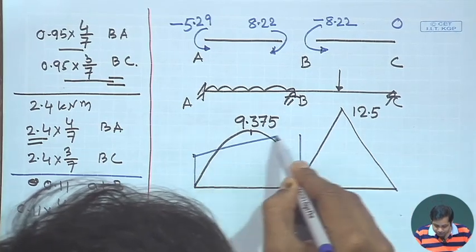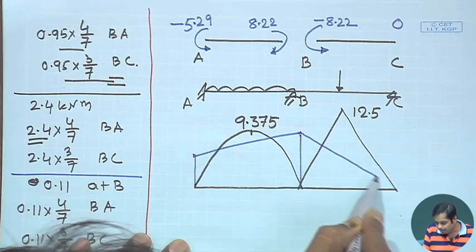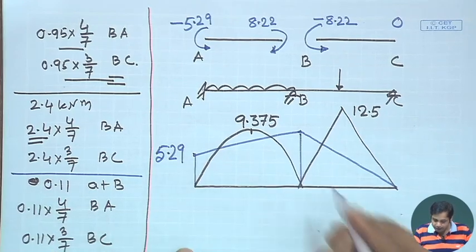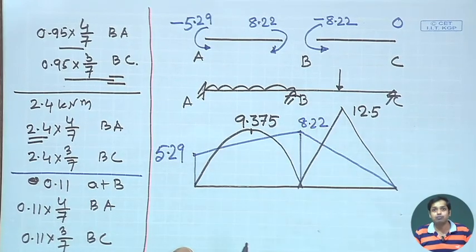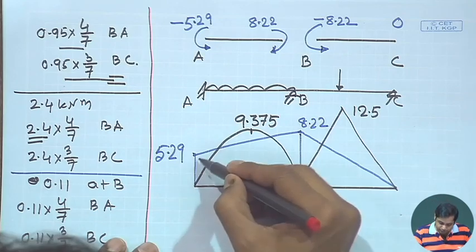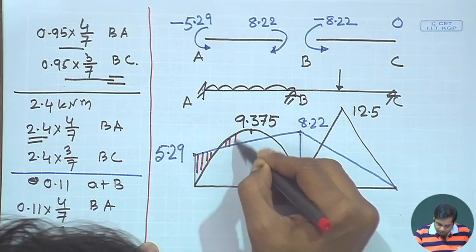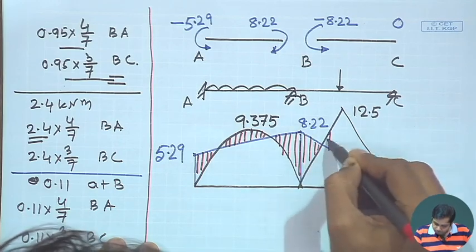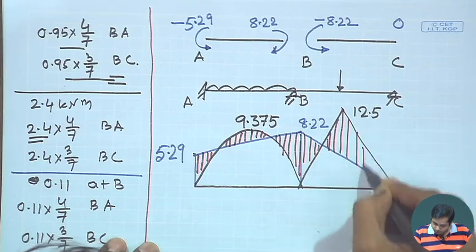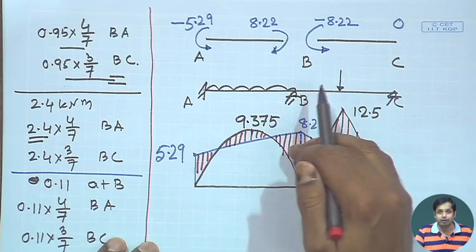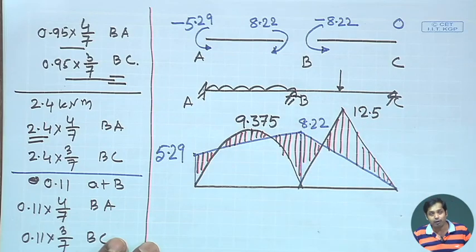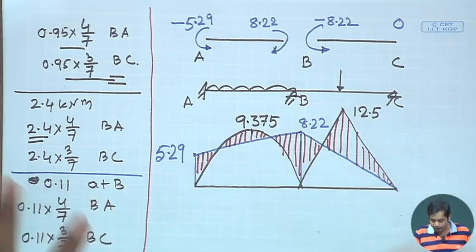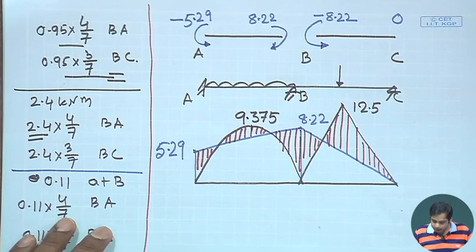So, you join them, and this value is 5.29, this value is 8.22. Okay. And then what would be the bending moment for this? This part is the bending moment on the beam. This is one way of drawing bending moment. Another way of drawing bending moment is you draw the negative part at the bottom in the compression side, and then from that you draw the positive part, and then you get a bending moment diagram for this. Now, this is the bending moment.